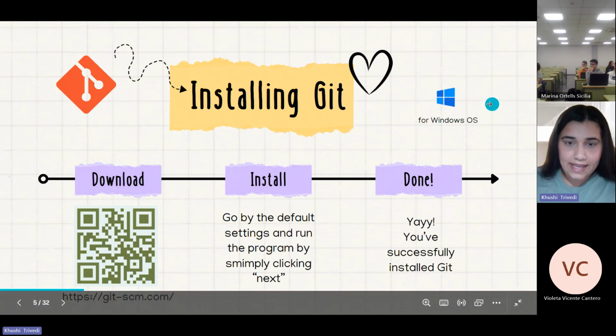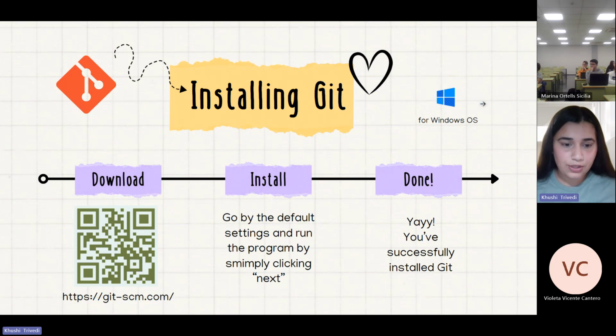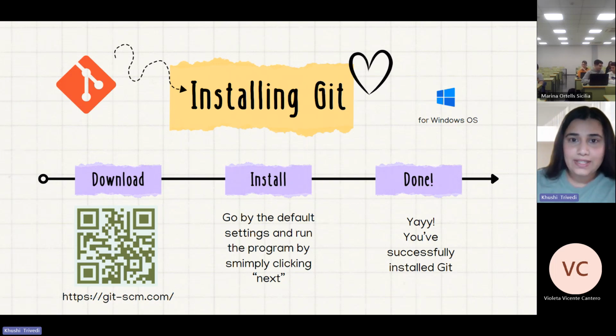You just go on this link. If you have your mobile phones ready with you, you can scan this QR code, or else this is the link. So you can simply go to the link and click on download. That's all you need to do. And after you download this, all you need to do is next, next, next, and then install. No settings, no checkboxes, nothing. So this is for Windows.